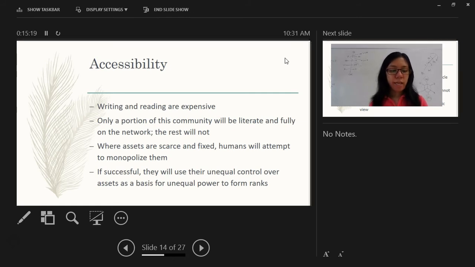Concentrated networks will create a hierarchical social practice. In this social practice, assets are scarce and fixed, so humans will attempt to monopolize them. And if successful, they will use their unequal control over assets as a basis for unequal power to form ranks.